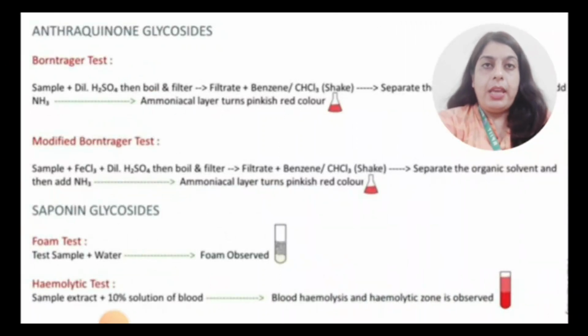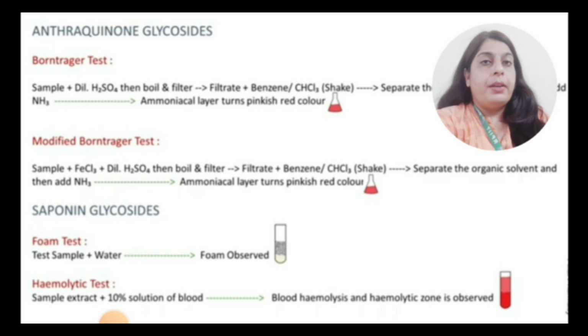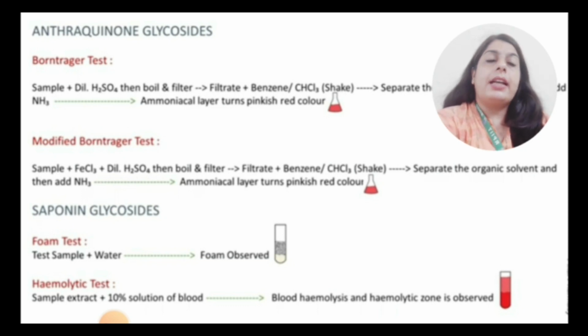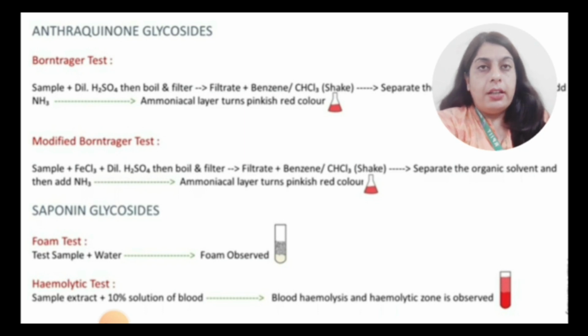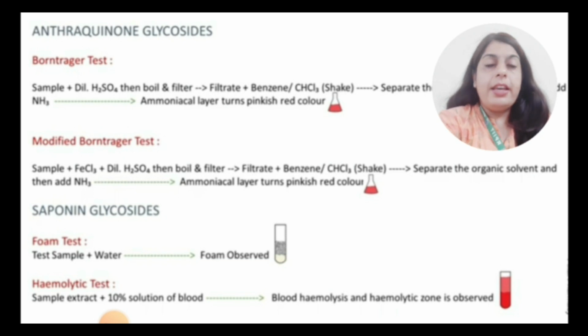Next, we will move to the anthraquinone glycosides. Before studying this slide, note that aloe and cascara are anthraquinone glycosides, and digitalis and belladonna are cardiac glycosides. Now, moving towards the anthraquinone glycosides, we will proceed with two tests. They are the Bornträger test and the modified Bornträger test. Dear viewers, just keep in mind that the Bornträger test is used for O glycosides and the modified Bornträger test is used for C glycosides.